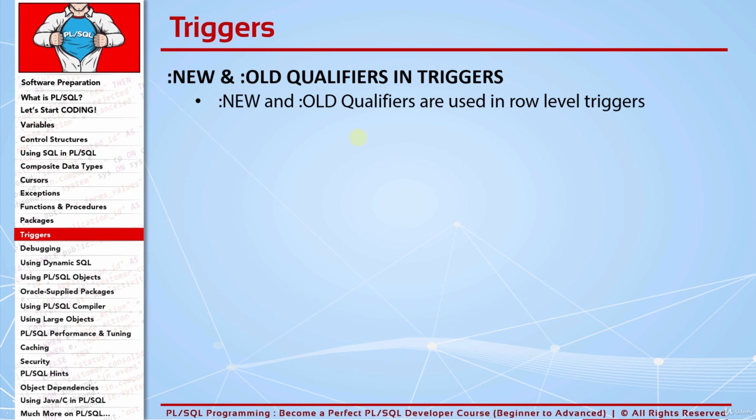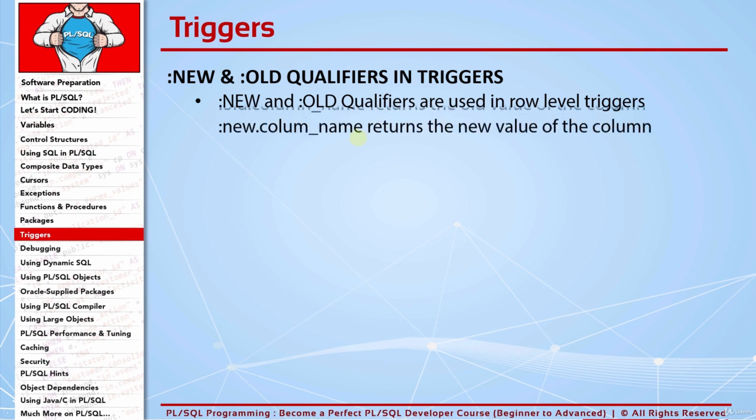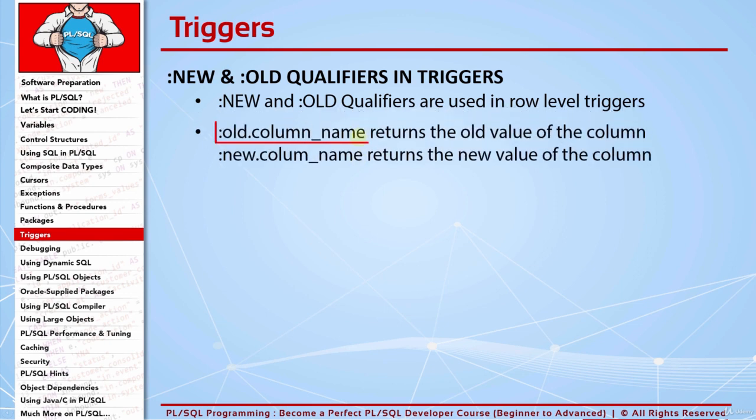On the other hand, row-level triggers concern the rows and their values. And in Oracle database, row-level triggers can reach the old and new values of the columns within the records that are declared and maintained by the server itself. So how? Old.column name returns the old value of the column and new.column name returns the new value of the column.